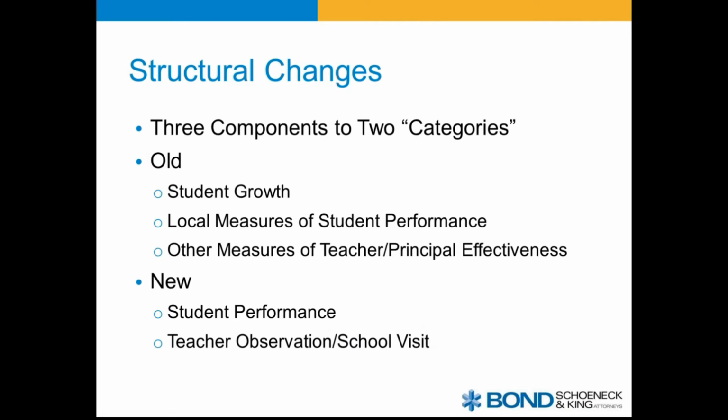So clearly the biggest structural change to the new APPR is that where there used to be 3 components, now there are 2 categories. The old APPR system was based upon student growth, as you know, local measures of student performance, and other measures of teacher-principal effectiveness. Now we have 2 categories, which include student performance and teacher observations or school visits. And loosely, these new 2 categories correlate with the student growth and the other measures of teacher-principal effectiveness.